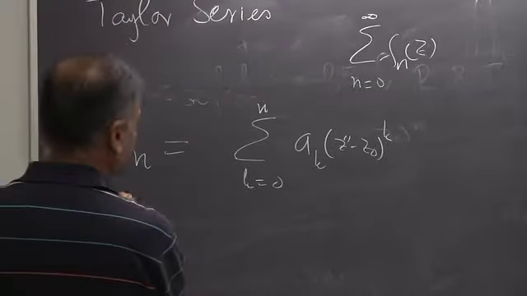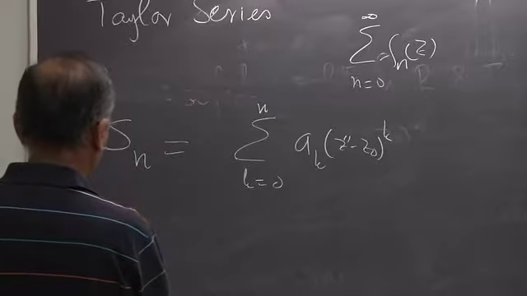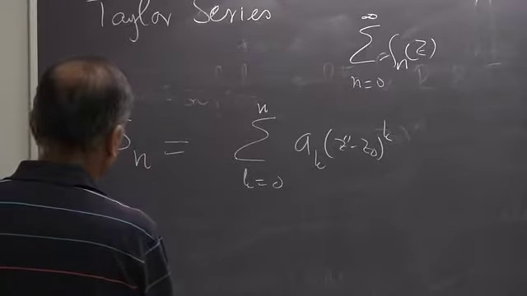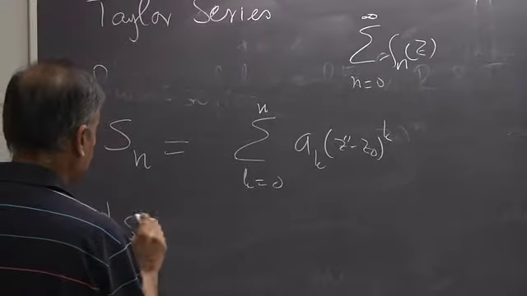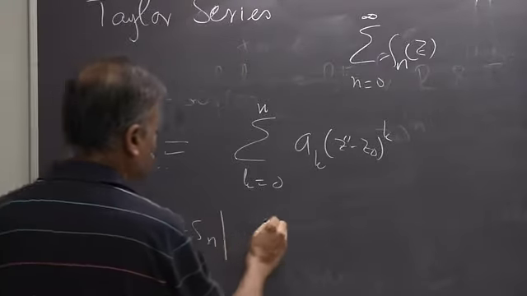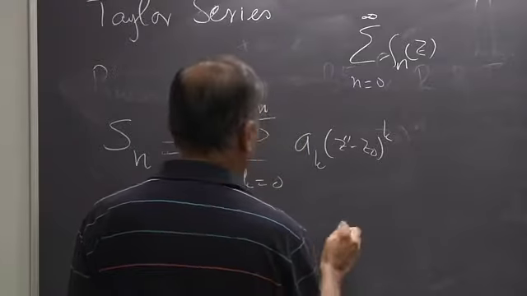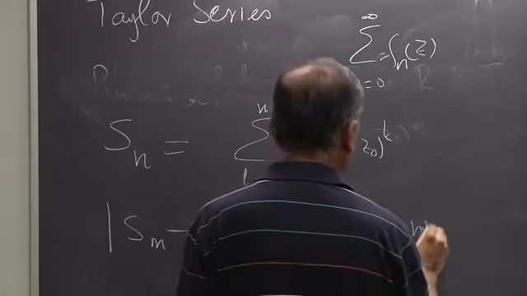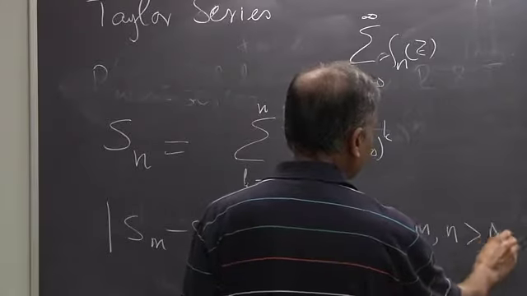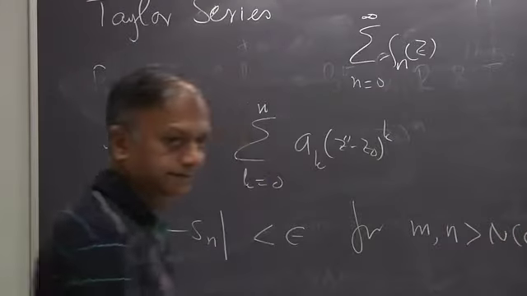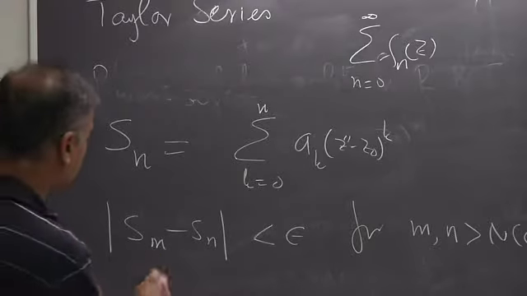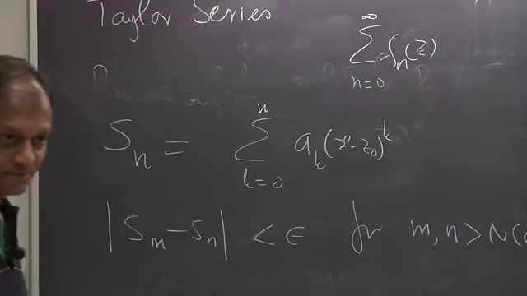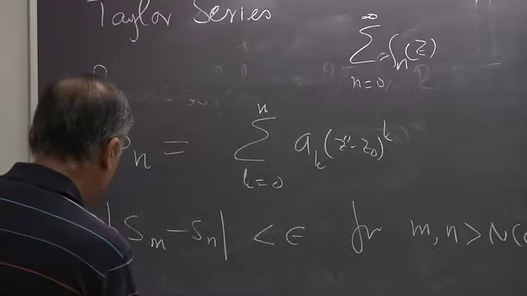Okay. And then the Cauchy criterion was that we have Sm minus Sn less than epsilon for all m and n greater than capital N epsilon. Right? That was the statement. So now let's take m equal to n plus 1. Choose m equal to n plus 1.